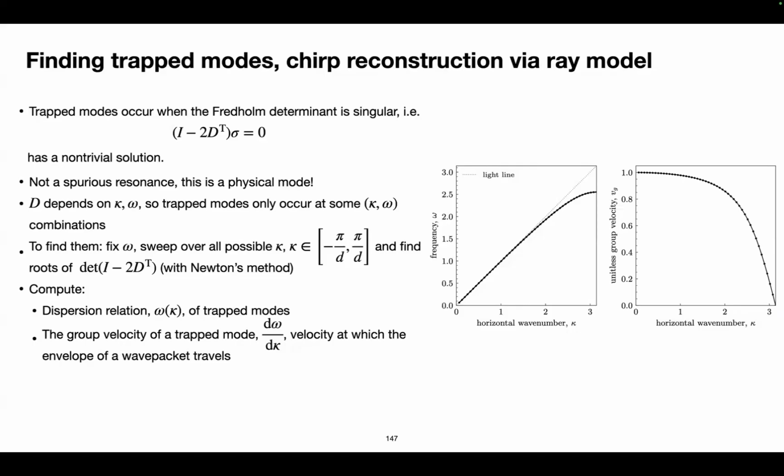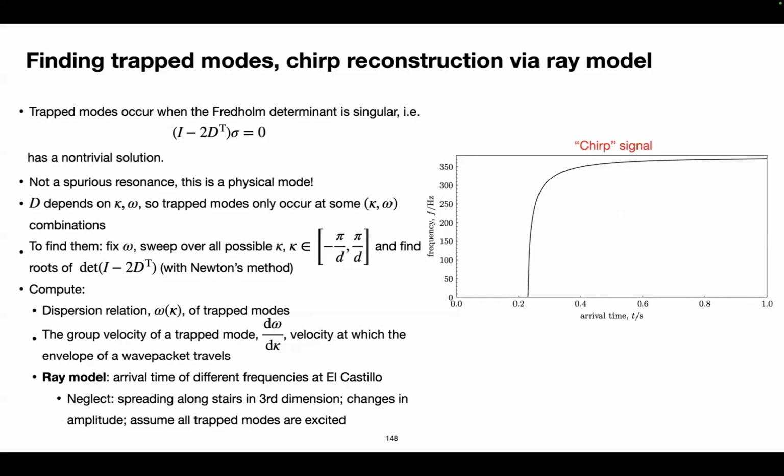Because a footstep, I'm assuming, is going to excite all of the acoustic modes, so all of these different trapped modes. And they're going to propagate down the stairs exactly with this velocity that I computed. And from that, I can reconstruct how the sound distorts. Each of these frequency components travels at different speeds, so they will arrive at different times. As a function of time, this is when different frequencies of that signal will arrive. This is called a chirp signal.